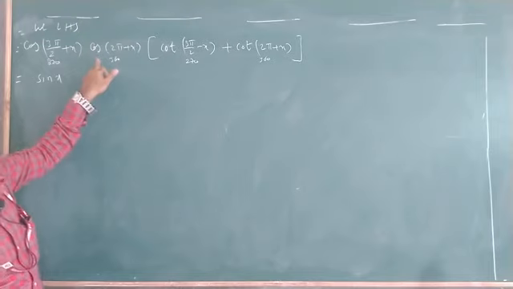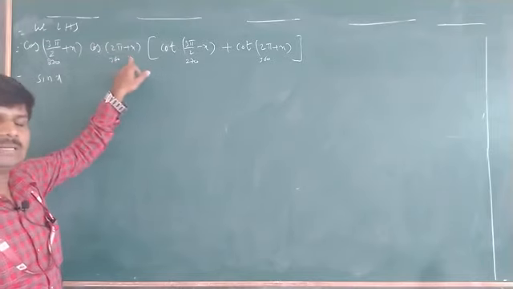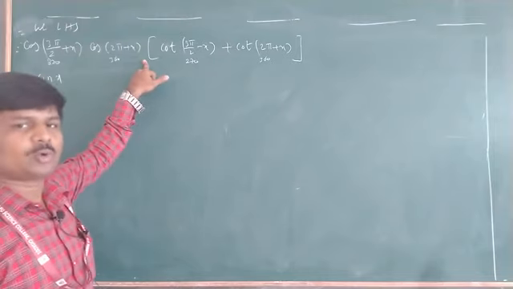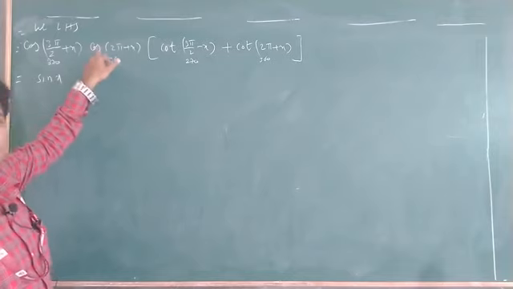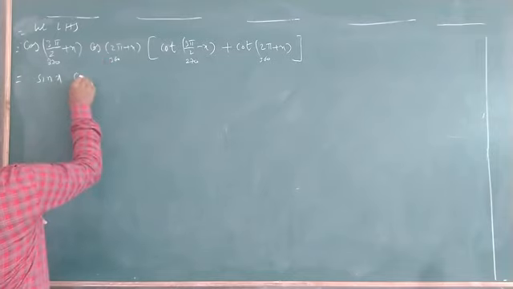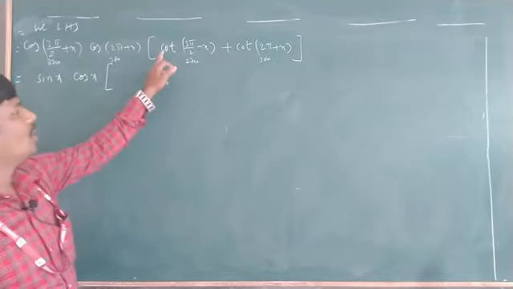What about this one? 2π is 360, so cos(360 + θ). 360 + θ lies in the first quadrant, where cos is positive. Since it is 360, cos remains cos. So we get cos x.